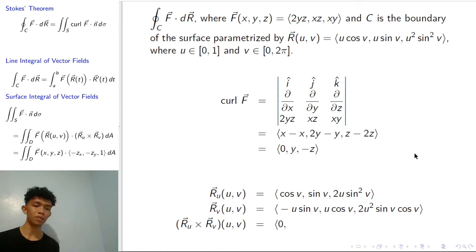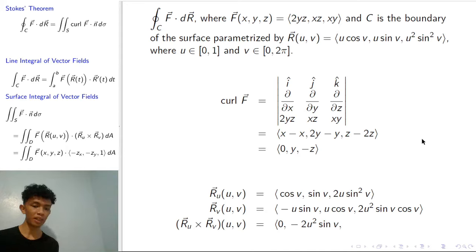So taking their difference, the first component of the cross is just 0. For the second component of the cross, we take the product of 2u sine squared v and negative u sine v, so you'll get negative 2u squared sine cubed v. And subtract from there the product of this component with this component, which is negative 2u squared sine v cosine squared v. There is a common factor, negative 2u squared sine of v. If you factor that out, the other factor will be cosine squared v plus sine squared v, which is just equal to 1.